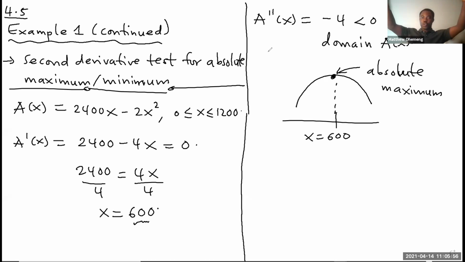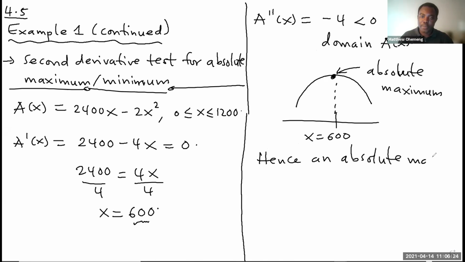If it's always concave upward, then that means that if there is a single turning point, then that has to be what? An absolute minimum. On the other hand, if it's concave downward, then if there is a turning point, we are supposed to be getting what? An absolute maximum. So that is it for this one. So let me write a quick note here. So negative 4 for the domain of this. Hence, an absolute maximum occurs at x equal to 600.